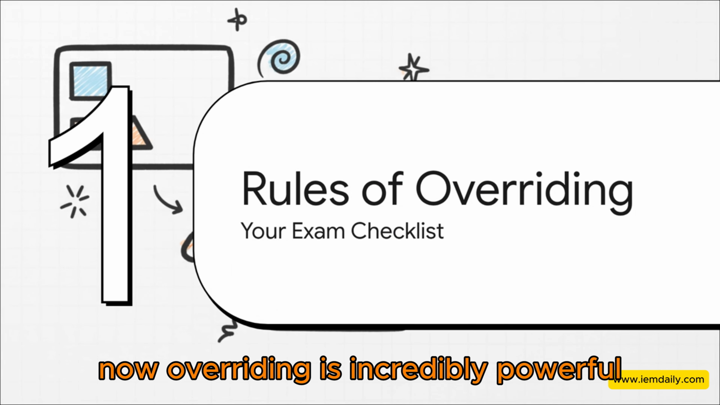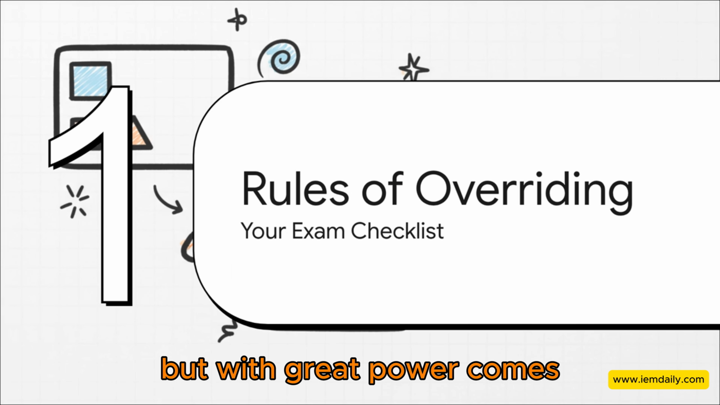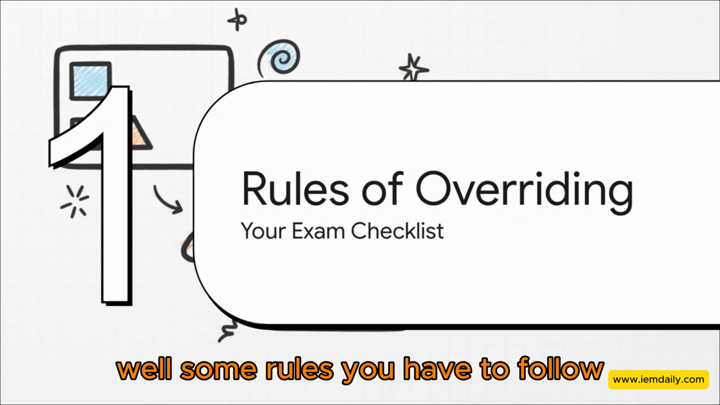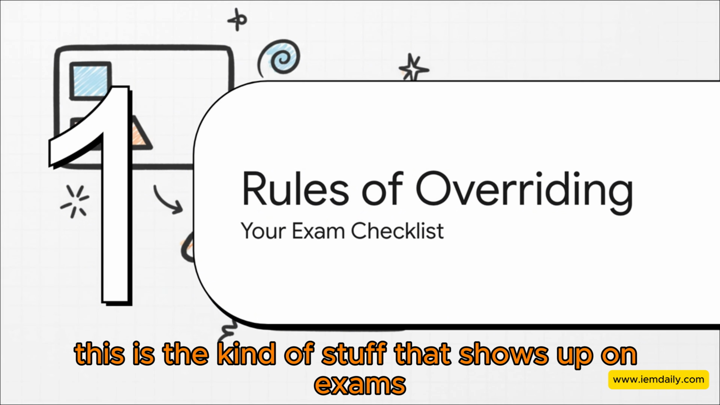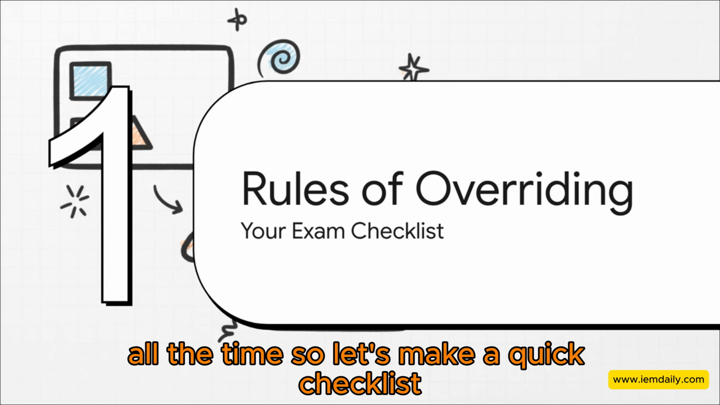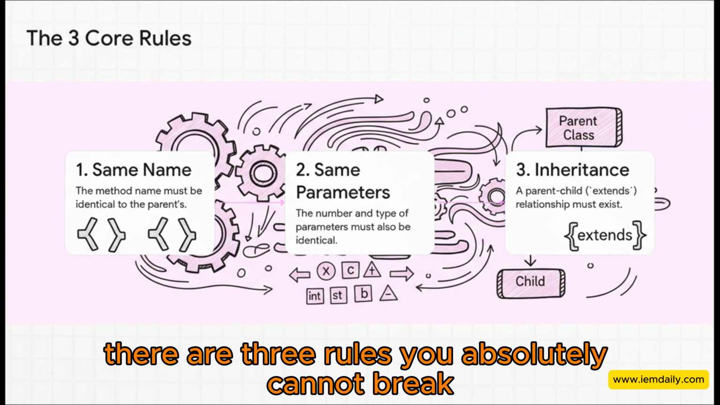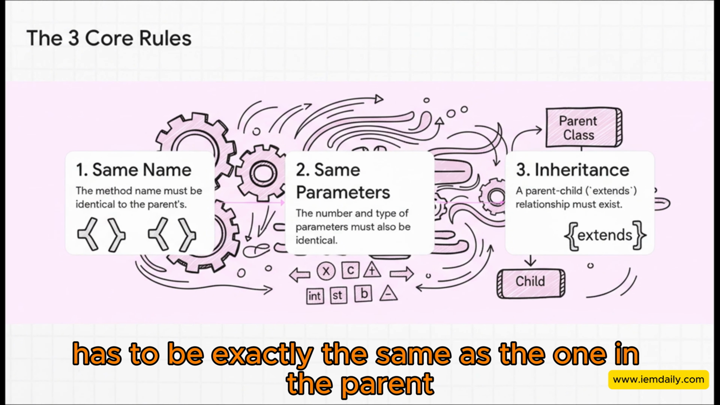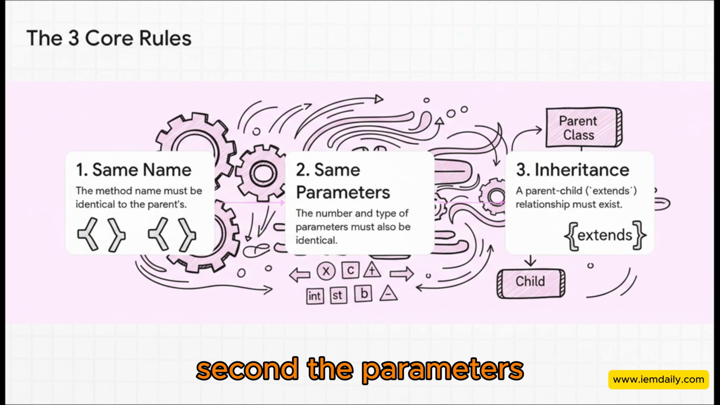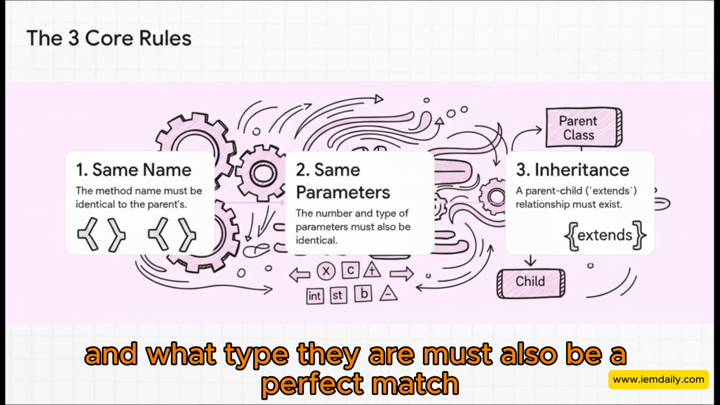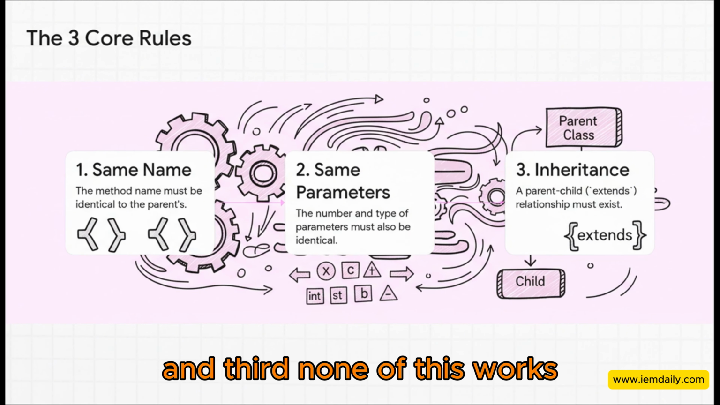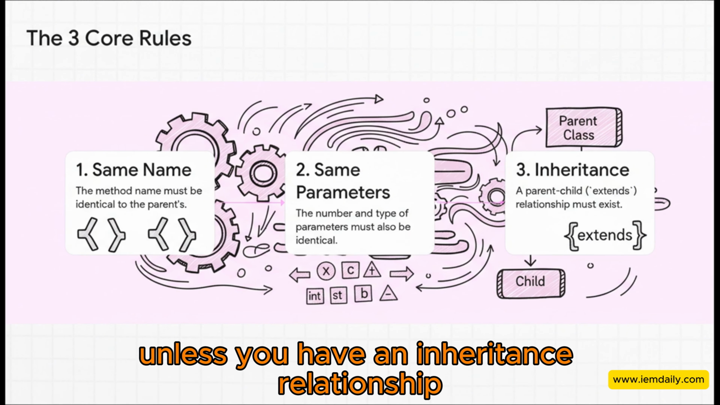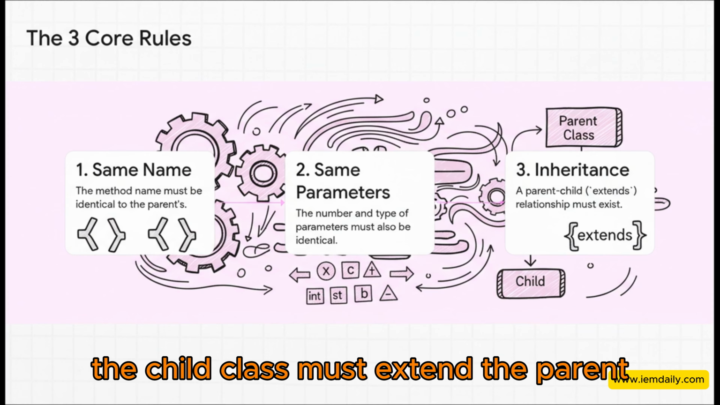Now, overriding is incredibly powerful, but with great power comes, well, some rules you have to follow. This is the kind of stuff that shows up on exams all the time, so let's make a quick checklist. There are 3 rules you absolutely cannot break. First, the method name in the child has to be exactly the same as the one in the parent. Second, the parameters, the number of them and what type they are, must also be a perfect match. And third, none of this works unless you have an inheritance relationship. The child class must extend the parent.